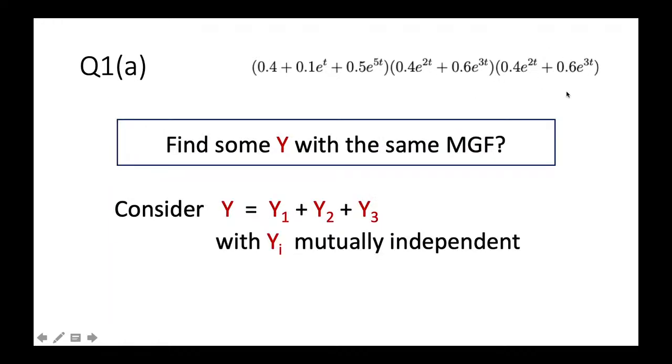In particular, we see that this is a product of 3 moment generating functions. So we can design a random variable which is the sum of 3 independent random variables, so that the first one has this as its moment generating function, the second one has this, and the third has this. So we design a random variable y, which is the sum of 3 independent random variables, y1, y2, y3.